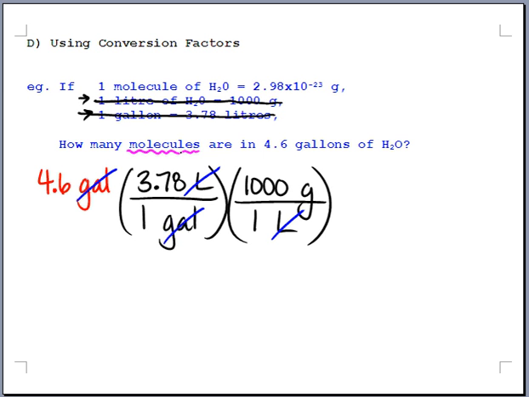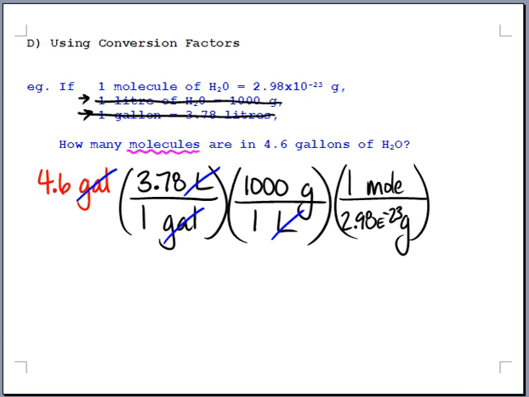And that's not what we want. We want molecules. So now I'm just going to get rid of grams. That's my goal. And we know if grams are on the top, then they're going to have to go on the bottom. And hey, that last statement says 2.98 times 10 to the negative 23. Sorry, I got to squeeze this in here. Grams is equal to 1 molecule.